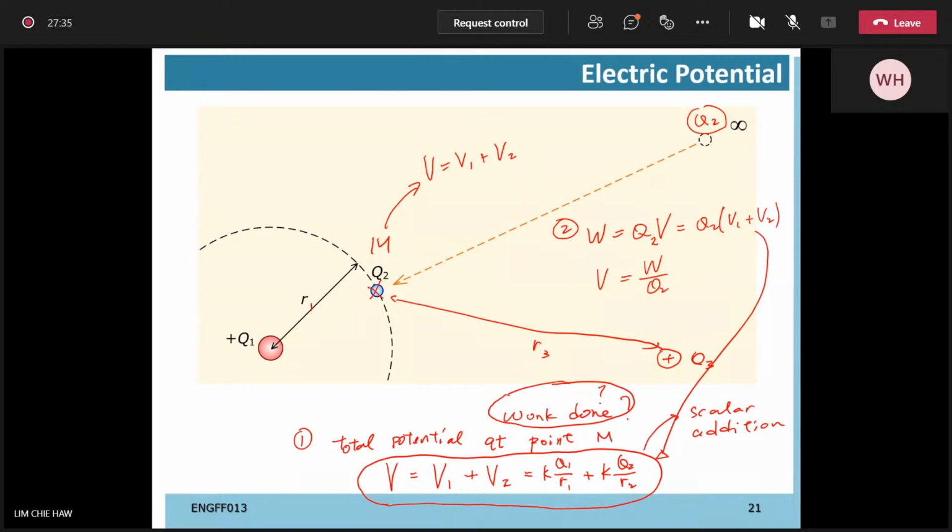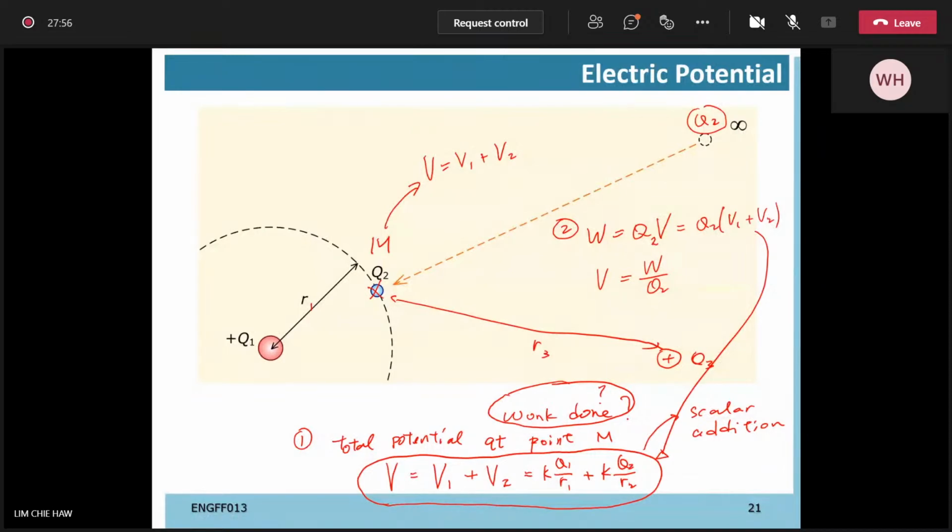All right. So therefore, if you have two charges setting up the field, and you want to bring the charged particle to this specific location M, this is the work done, right? It will be given as Q2 times V1 plus V2. Okay. All right. Understand the situation or not?